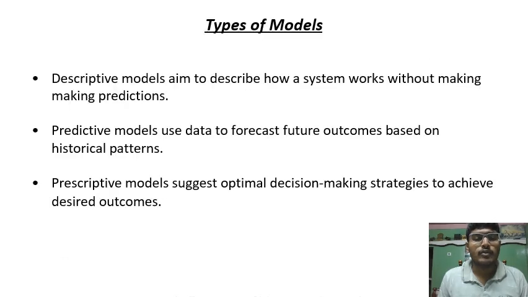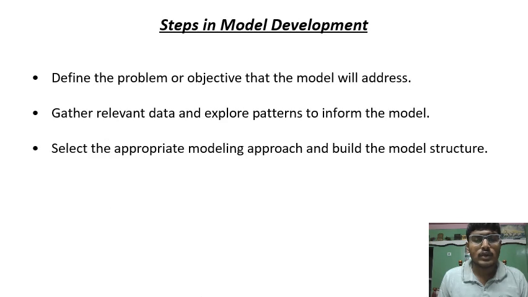Types of model. A descriptive model aims to describe how a system works without making predictions. Predictive models use data to forecast future outcomes based on historical patterns. Prescriptive models suggest optimal decision-making strategies to achieve desired outcomes.